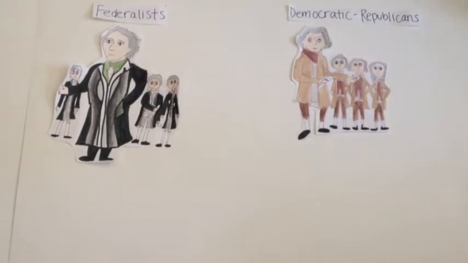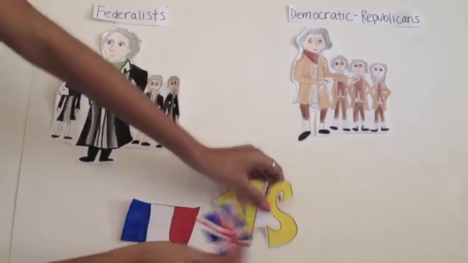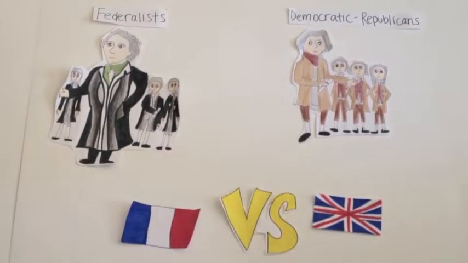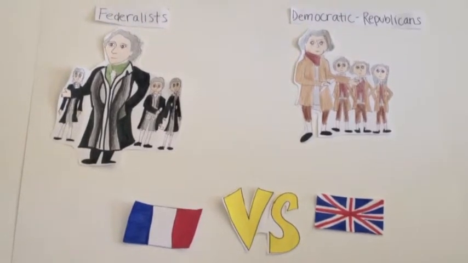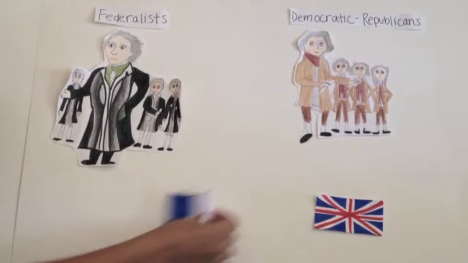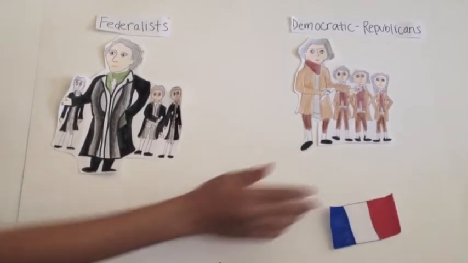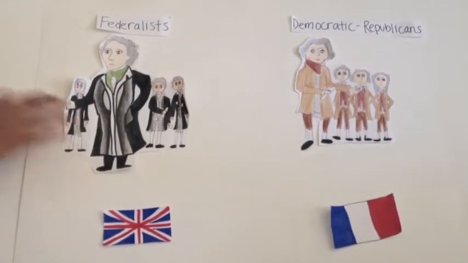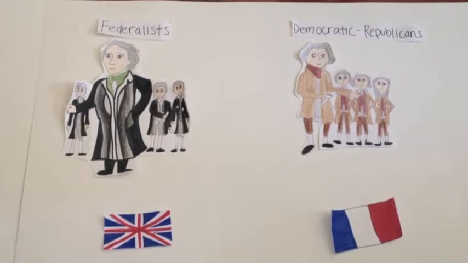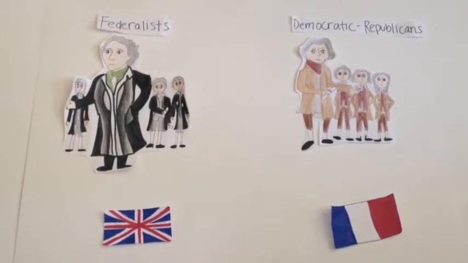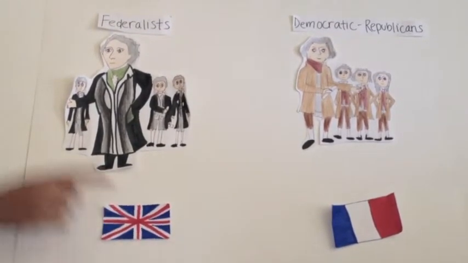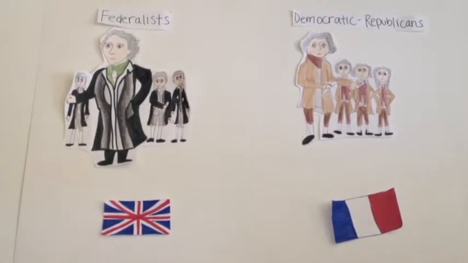When France declared war on Britain, the two political parties were forced to pick sides. The Democratic Republicans favored honoring their alliance with France and joining in the war. On the other hand, the Federalists sided with the British but did not want to get involved.